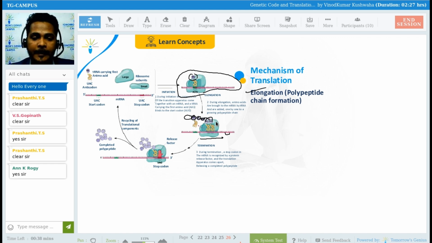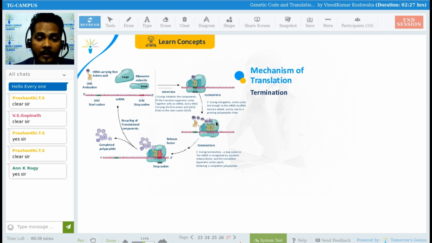Now after this you can see the next stage is translation termination. So initiation, elongation, and now the next is termination. Now here this is the termination stage.